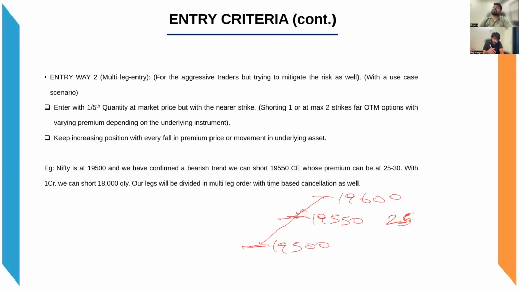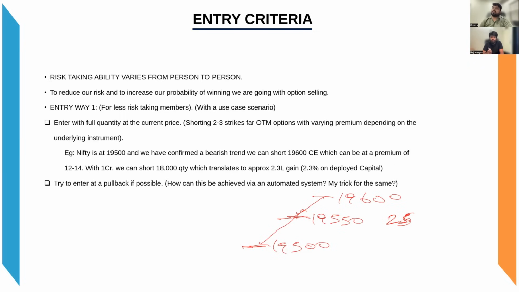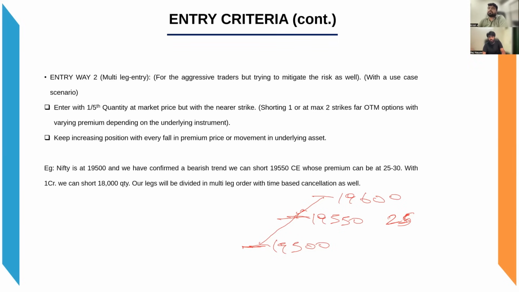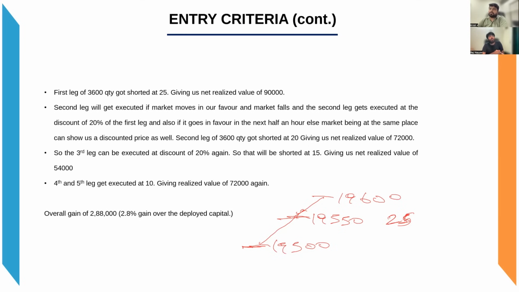Now let's go to the previous case. The maximum profit which we could have gotten is 2.3 lakhs, right? If we would have taken that, in the worst case scenario. Now we will see what will happen in this case. We are a little aggressive, but we are taking less risk here as well. The first leg of the quantity will be shorted at 25 rupees. It gave us a value of 90,000 rupees.